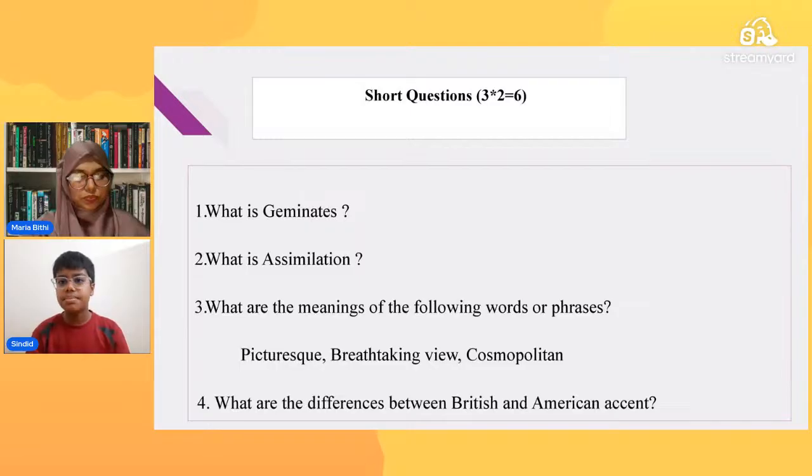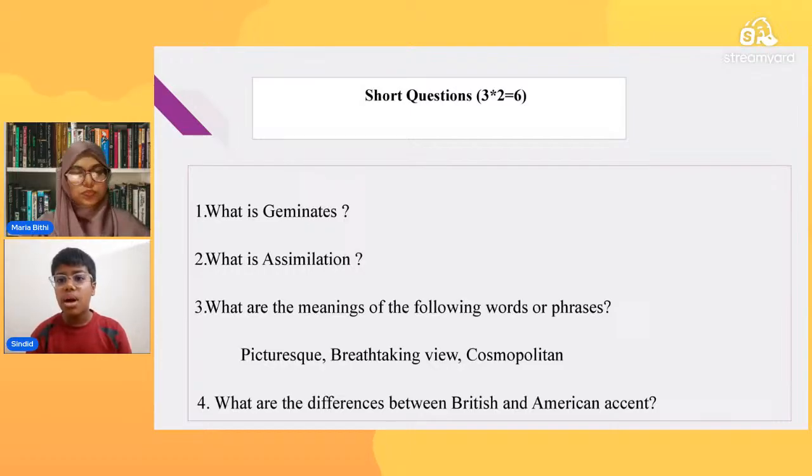Okay, miss. So, number one, what is geminates? Geminates is basically like twinning sounds, such as when a word ends with a letter and the next word also starts with the same letter, then it's called geminates, such as social life. Social ends with an L and the next one starts with an L, is social life.